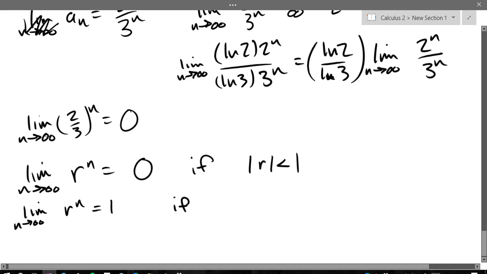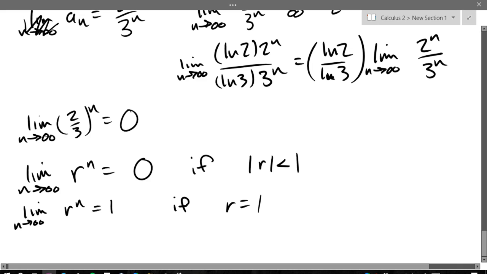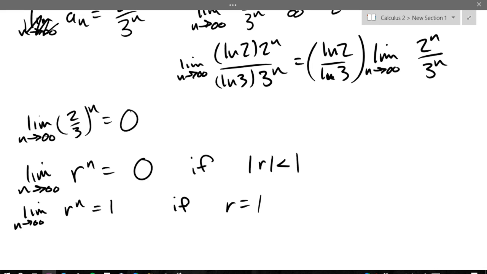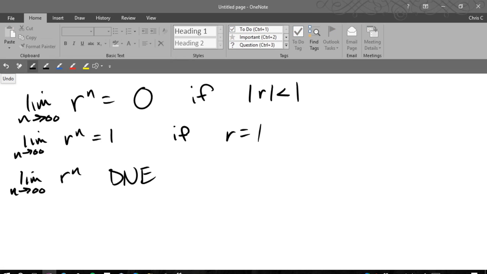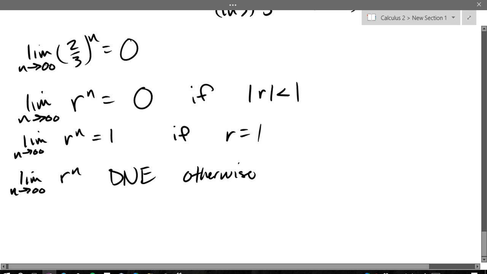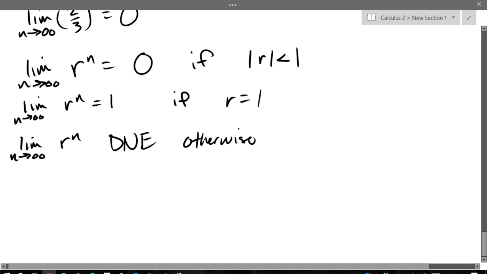So when would this limit equal 1? Not very often. What r value makes this equal 1? 1. Now what if r is negative 1? It's going to go negative 1, positive 1, negative 1, positive 1. So basically any other r value is going to diverge. So it does not exist otherwise. It's easier to write. So if you've got an r that's less than 1 in absolute value, then you converge. r equals 1 is a little silly to write out. You probably wouldn't write 1 to the nth power. That's always 1. So pretty easy for this to not exist.